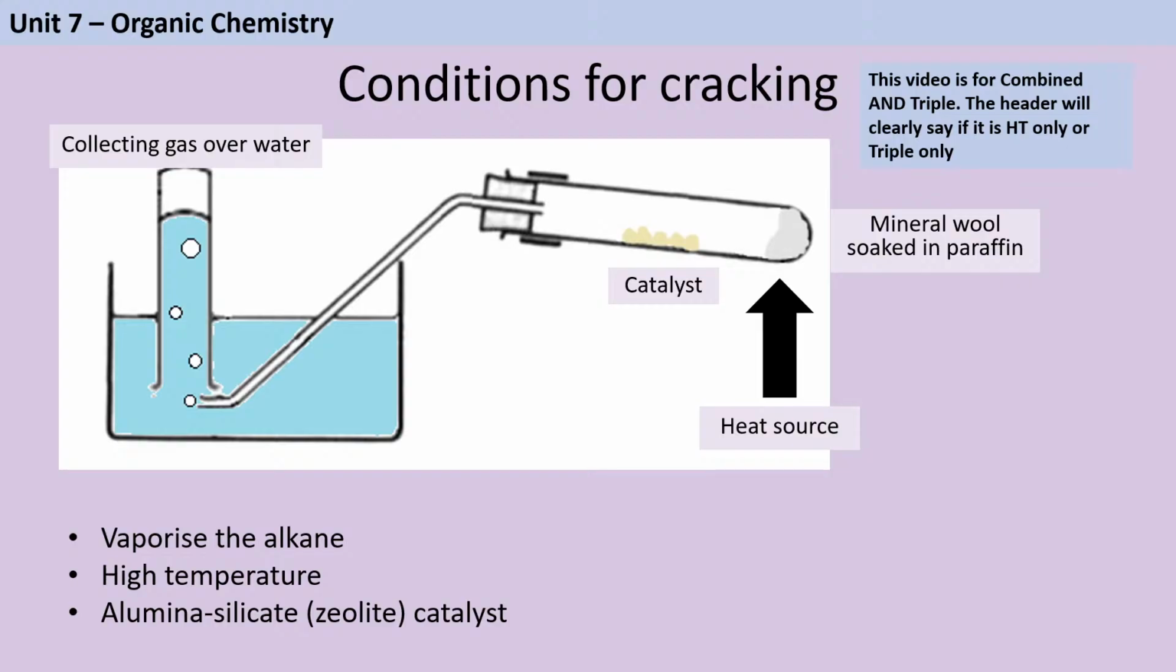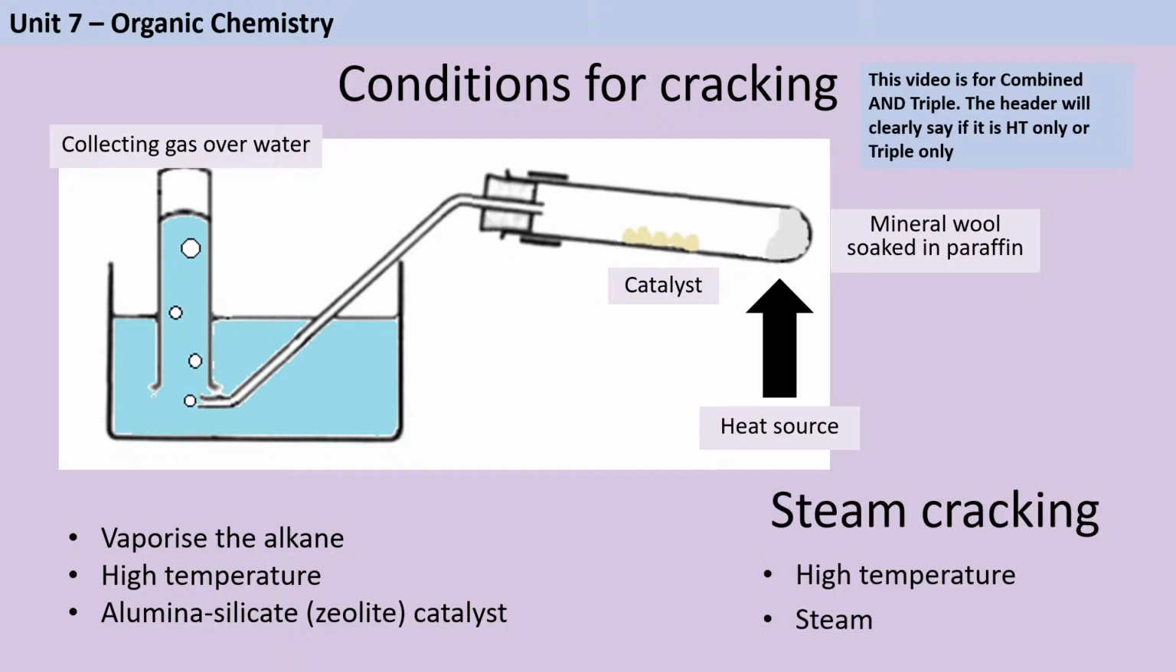So for catalytic cracking, we're going to vaporise that alkane with high temperature, and then we're going to pass it over that zeolite catalyst. The second type of cracking is steam cracking, which also requires a very high temperature, but it uses steam in place of a catalyst. And you'll notice that neither of those methods made any mention of high pressure, because in GCSE chemistry we do not talk about the role of pressure in cracking at all, and you won't get a mark if you mention it.